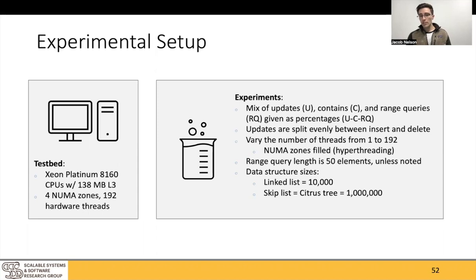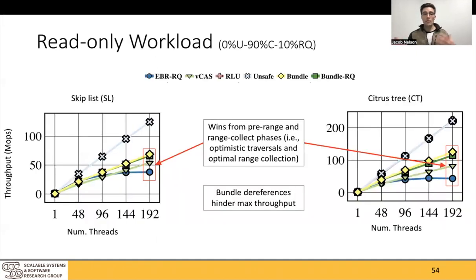Now, all of our range queries, unless noted otherwise, are going to be of length 50 in these experiments, and the data structure sizes are for our linked list 10,000 and our skip list and citrus tree 1 million elements. So let's look at a read-only workload.